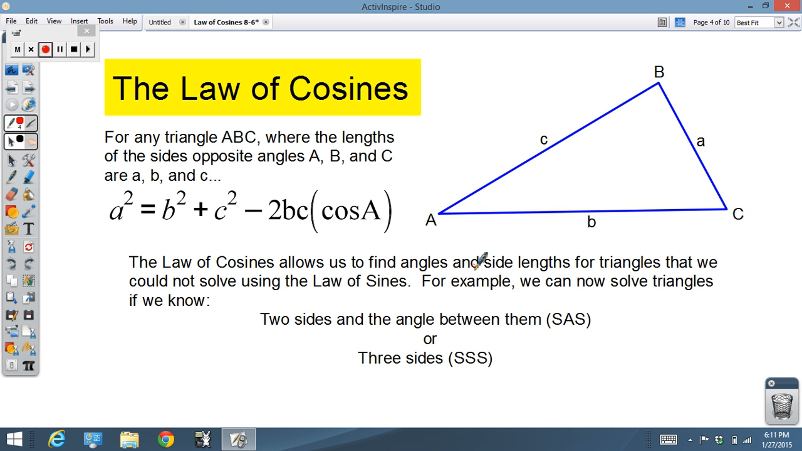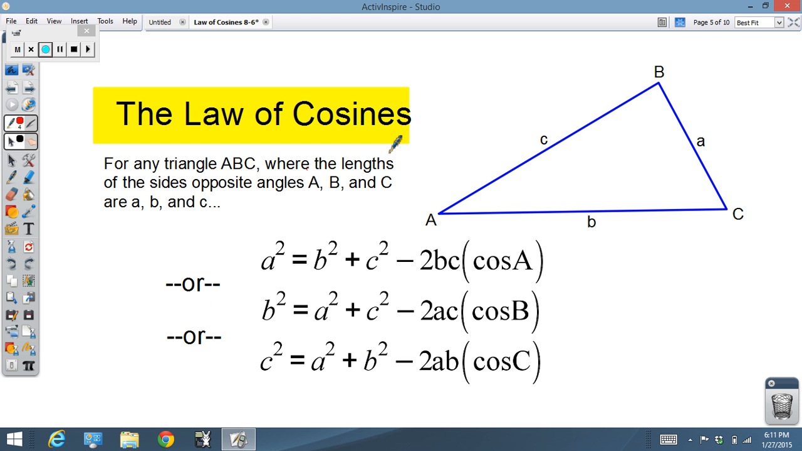Okay, we can also use the law of cosines if we know all three sides and no angles. Alright, so three pieces of information, and it frees us from that constraint that we had in the law of sines where we needed an angle with the side opposite from it. So this does any other triangle that we couldn't do otherwise.